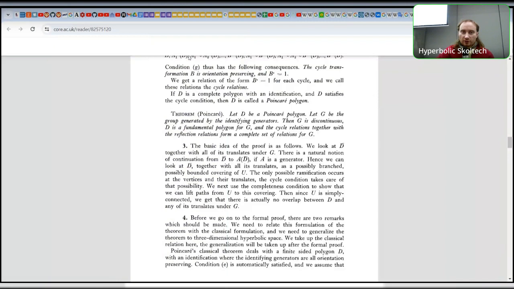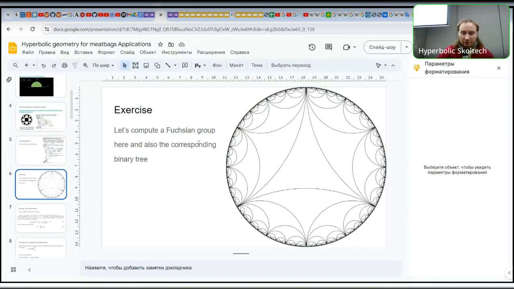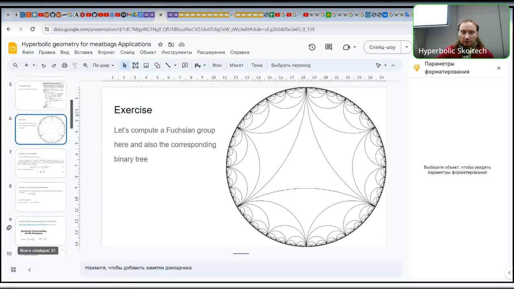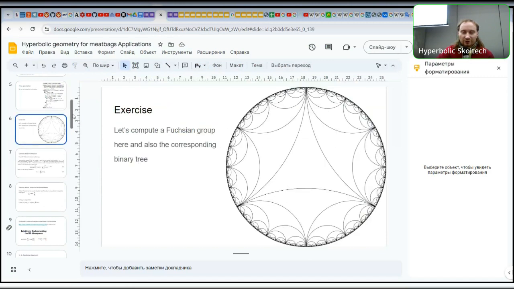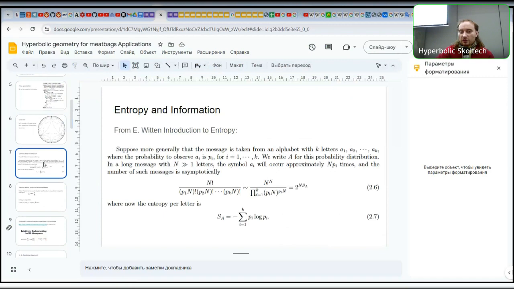Okay, so actually, yeah, we didn't compute the group for this exercise completely, but I just mentioned to you the idea of what to do next. Probably you can ask me something about what to do next. So that's some basic idea behind applications of hyperbolic geometry in information theory. The next application is about entropy in information geometry.